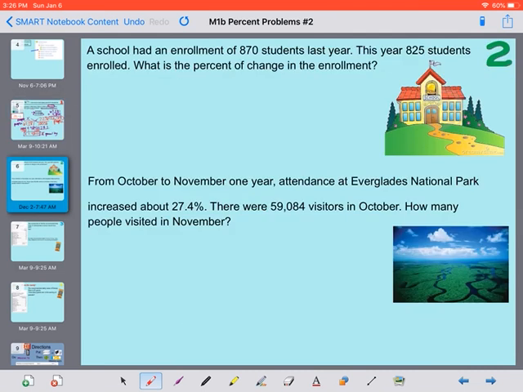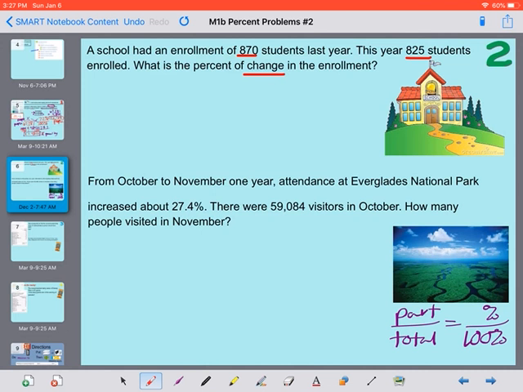Let's take a look at a couple other examples. We are using our same percent proportion, looking at our part out of the total. That will give us our percent out of the total 100%. That's the equation or proportion that we're setting up. So it says a school had an enrollment of 870 students last year. This year, 825 students enrolled. What is the percent of change in the enrollment?